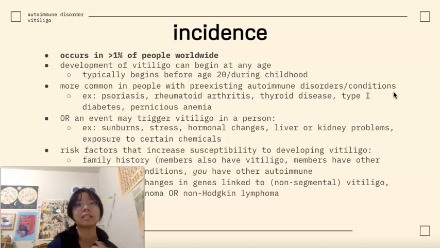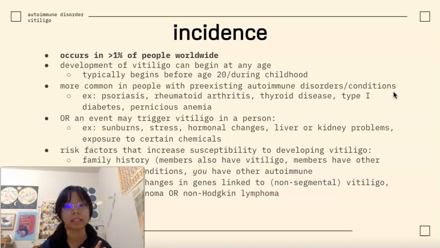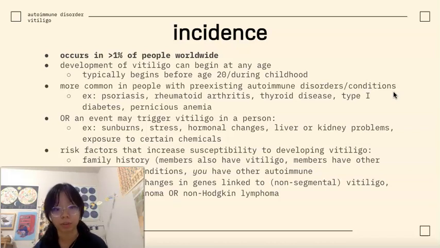This disease is more common in people with pre-existing autoimmune disorders or conditions. For example, if you have psoriasis, rheumatoid arthritis, thyroid disease, hypothyroidism, type 1 diabetes, or pernicious anemia, you are more susceptible to developing vitiligo.